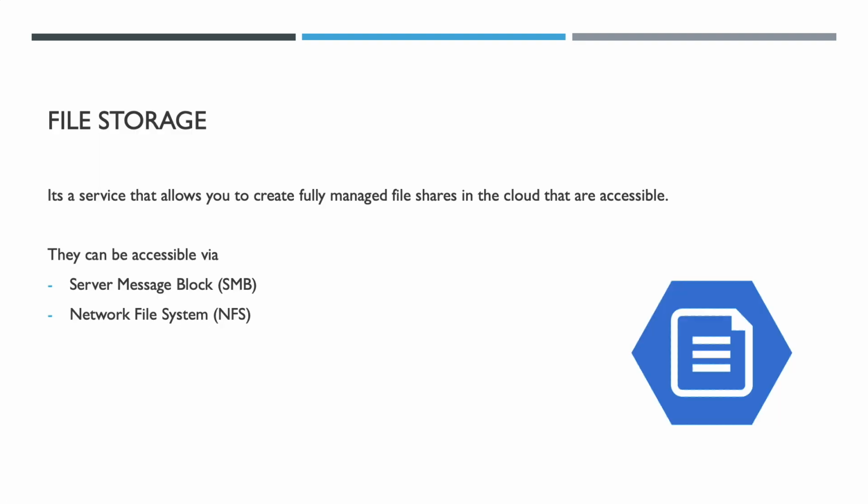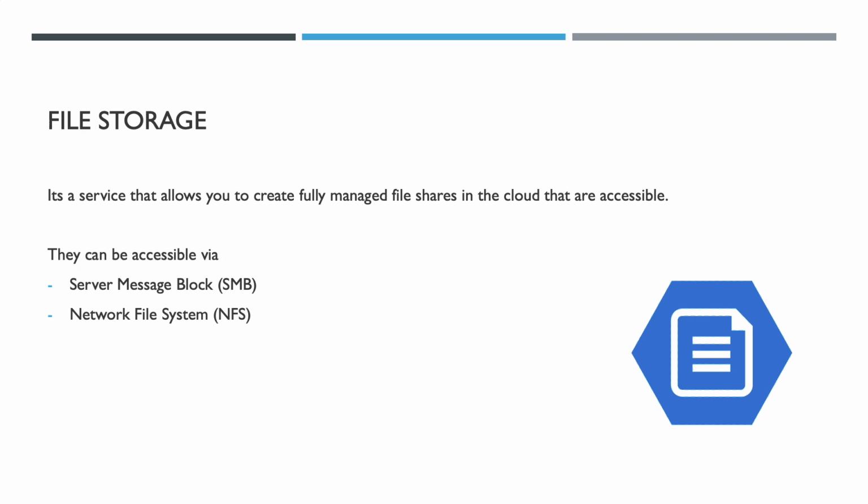Second, file storage. File storage is a service that allows us to fully manage and share files on the cloud, and they are accessible. So it's simple as that. It's very similar to blob storage. The main idea behind it is that it's accessible via SMB, which is server message block, as well as NFS, which is the network file system.